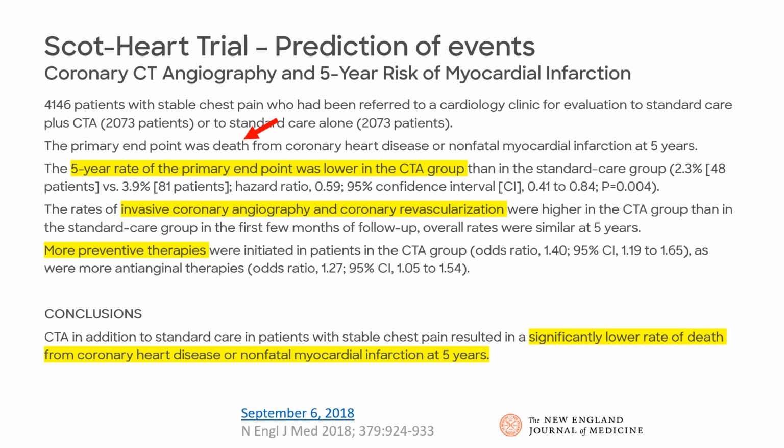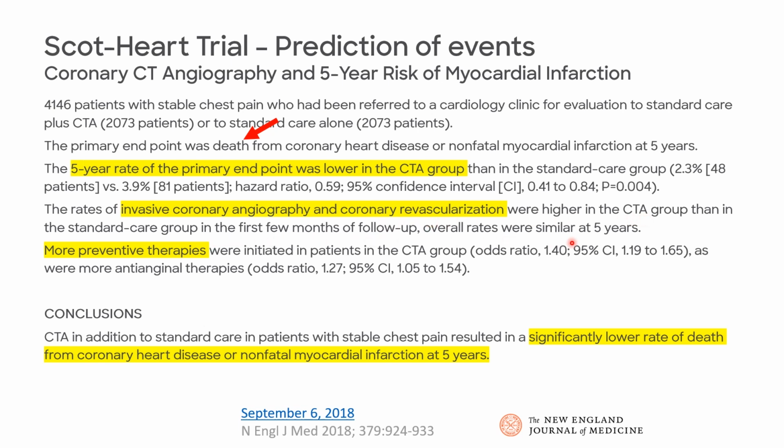So this is about 4,000 patients who had been referred to the cardiology clinic for evaluation of chest pain. So they didn't think they necessarily needed a heart cath, but they were going to evaluate them either from CT scan or do their standard care, which was maybe a stress test, maybe not. And what you saw was a couple interesting things. The rates for invasive angiography were higher in the CT group than in the standard care group for the first few months, but overall rates were similar.